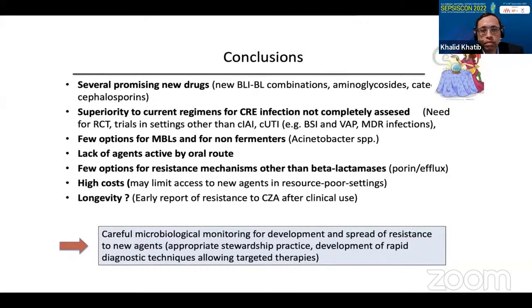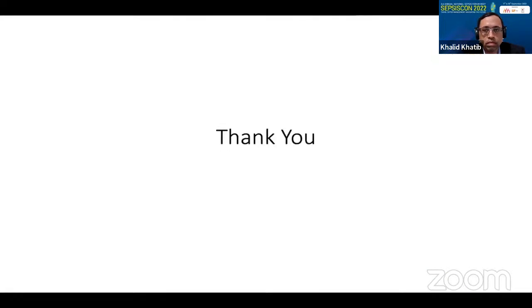Higher costs, and how long these new combinations will work, we really do not know, because the bacteria are ever evolving. There are already incidents of resistance against ceftazidime-avibactam. So this is probably just a temporizing measure, and the best way to stop further resistance will be appropriate stewardship practice and development of rapid diagnostic techniques allowing targeted therapy and not broad spectrum therapy to every single patient.